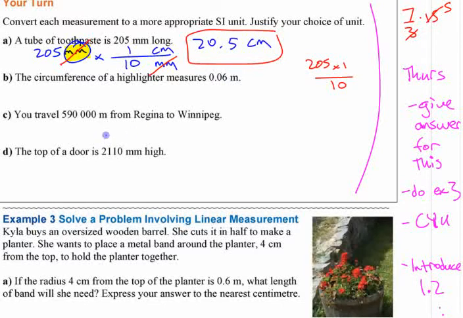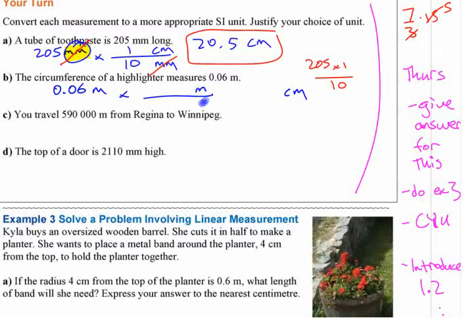If you have 0.06 meters, that's a small fraction of a meter. Probably something better is centimeters. If you can't see what it is right away, 0.06 meters. I have centimeters, I have meters. Which one do I put on the top? Which one do I put on the bottom if I'm using unit analysis? What do you think?